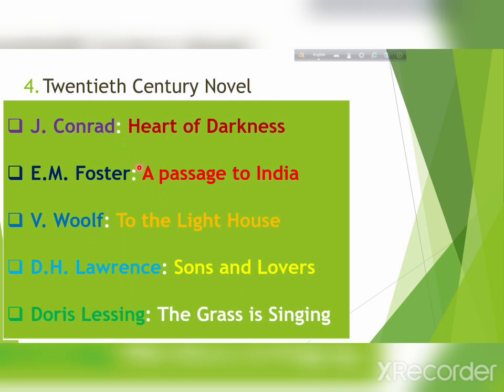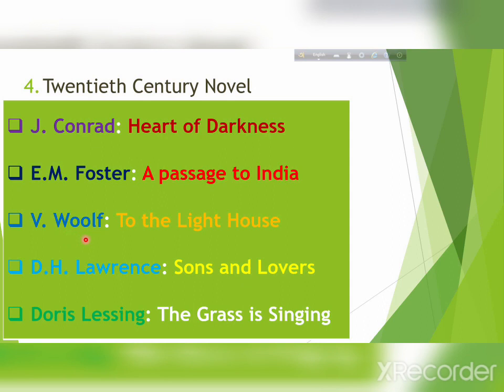The second one is A Passage to India, written by Edward Morgan Forster, who was an English novelist, short story writer, and essayist. Many of his novels examine class difference and hypocrisy.